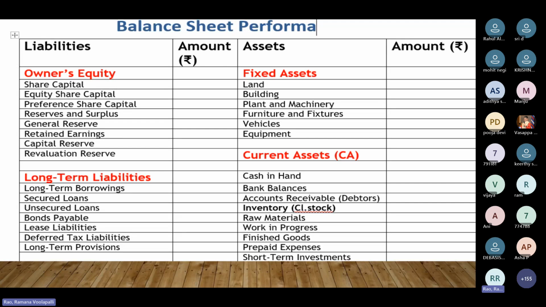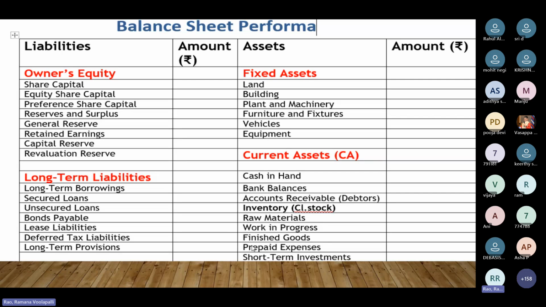Okay. Fixed assets, then this is the current. You have to remember what is coming under fixed assets: land and building, plant and machinery, furniture, fixtures, vehicle and equipment. This is the asset side, the right hand side where my cursor is. This is my asset side. Then current assets. What is coming under current assets? Cash in hand, bank balance, accounts receivable, stock, raw material, work in progress, finished goods, and prepaid expenses. This is one of the items where people get confused.